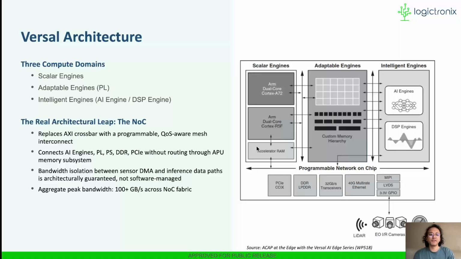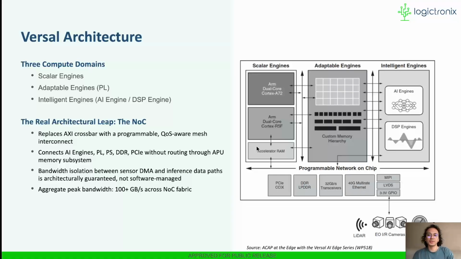The real architectural benefit of Versal devices is the network on chip. This replaces the AXI crossbar with a programmable quality of service aware interconnect. NOC connects the AI engines, PL, PS, DDR, PCI without routing through the APU memory system. In the previous Zynq MPSoC architectures, memory accesses were done through the AXI HP ports, due to which sometimes there would be contention for the bandwidth in different computing workloads.